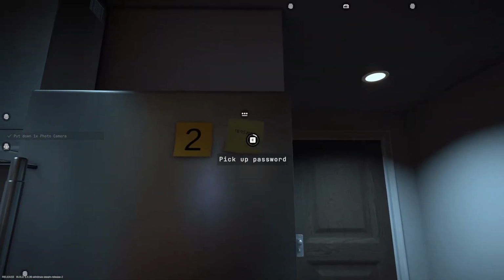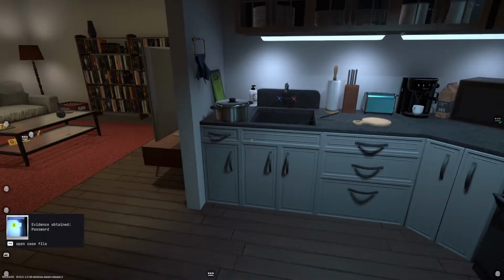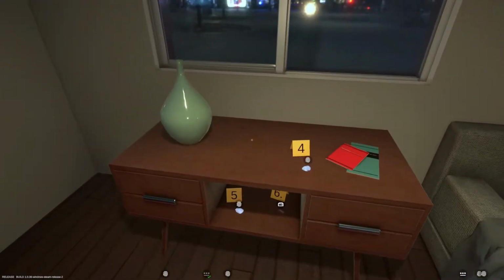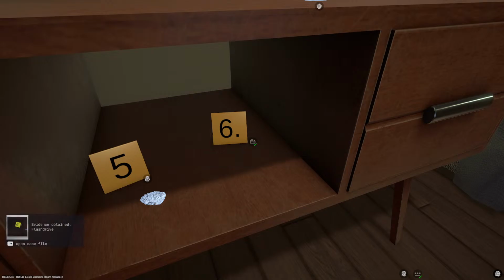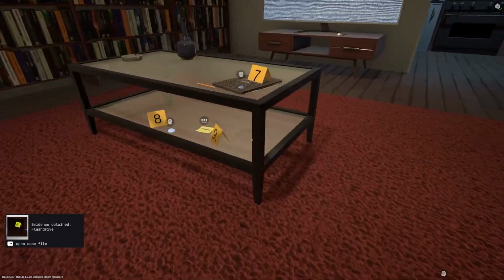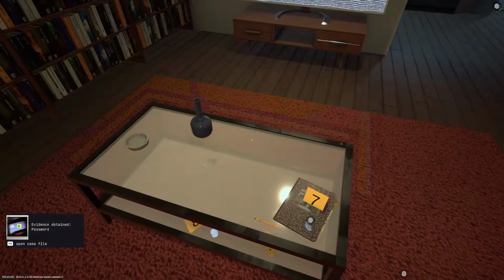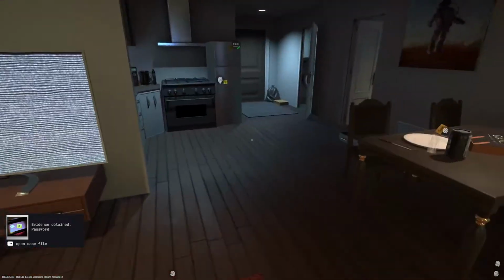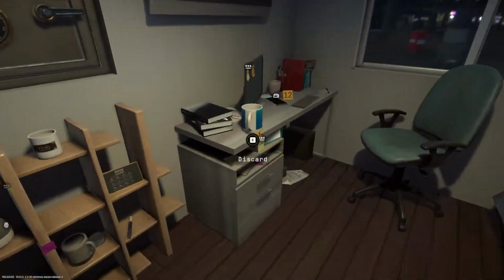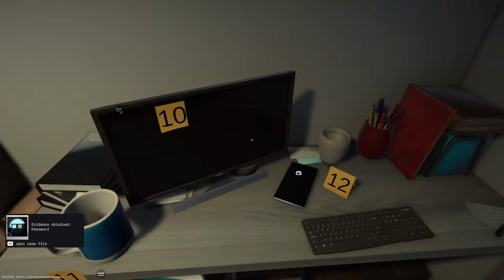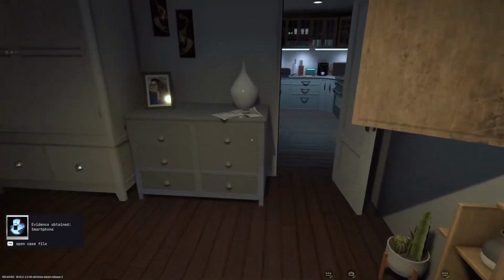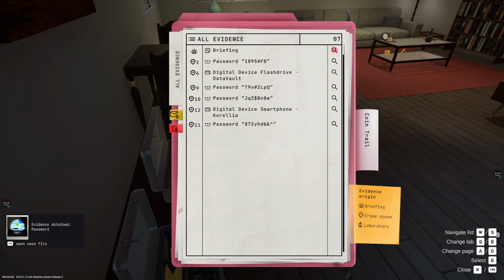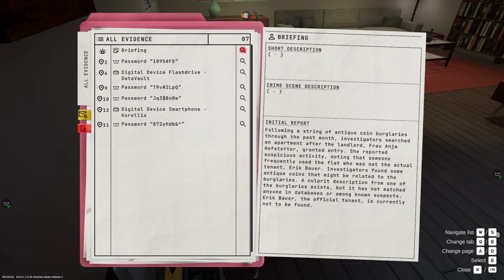Let's take this password. Okay. We will pick up this device. We'll take this password as well. Alright, we get another password here. We'll grab the phone and pick up this password. Now let's grab... Alright, so yeah, we already did that.